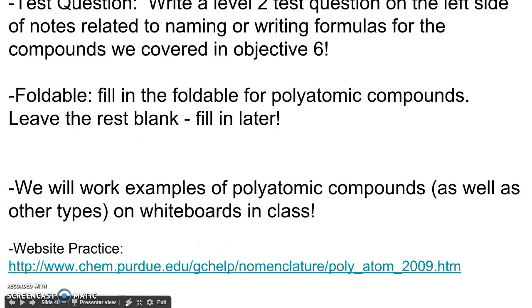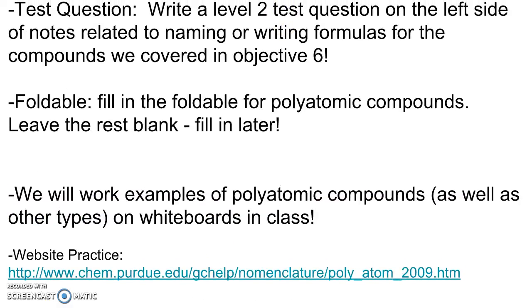So I want you to write a level 2 test question on the left side of your notes related to naming or writing formulas for the compounds that we covered in Objective 6, so the polyatomic ions. We will fill in the foldable in class for polyatomic ions, and we will work more examples as well as the other types on the whiteboards and in class.